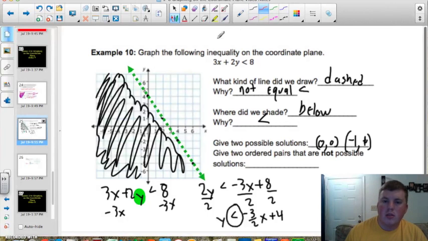As far as non-solutions go, we could pick anything over here that's not shaded. So for example, (5, 0). Or since this is a dashed line, our answers on here are not part of the solution, so we could use (0, 4) since it's on the line, but it's not in the shaded region.